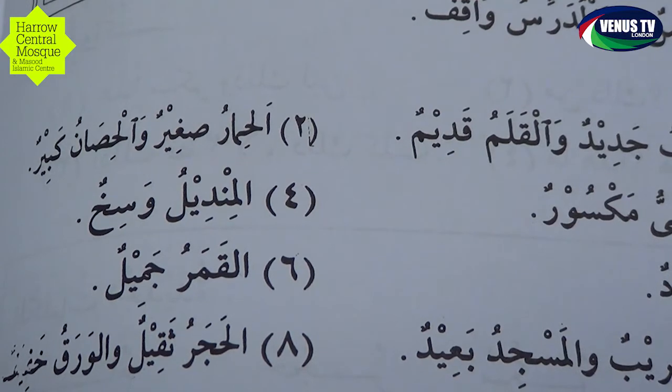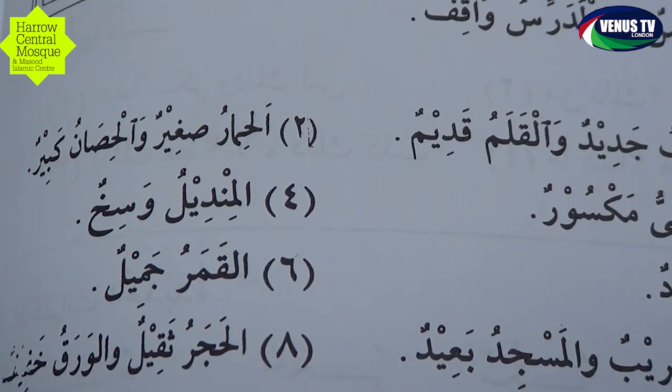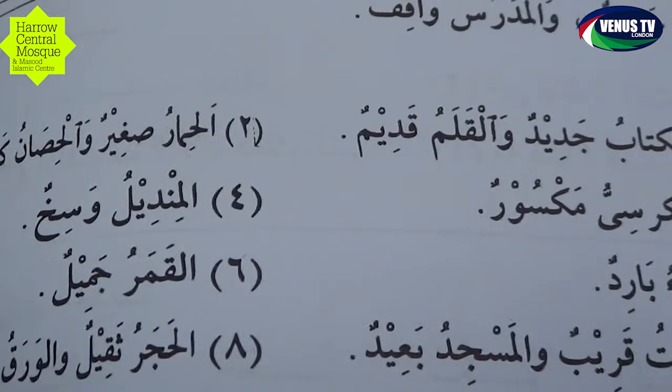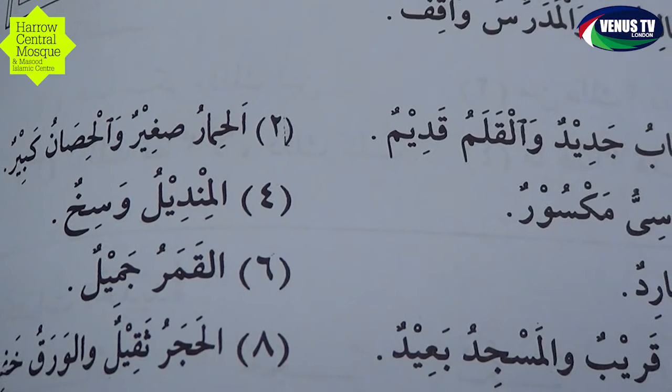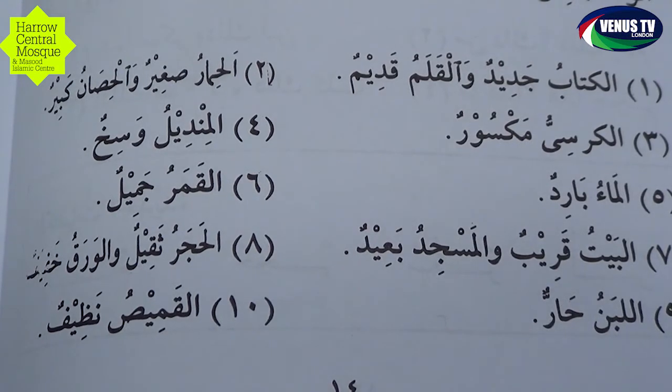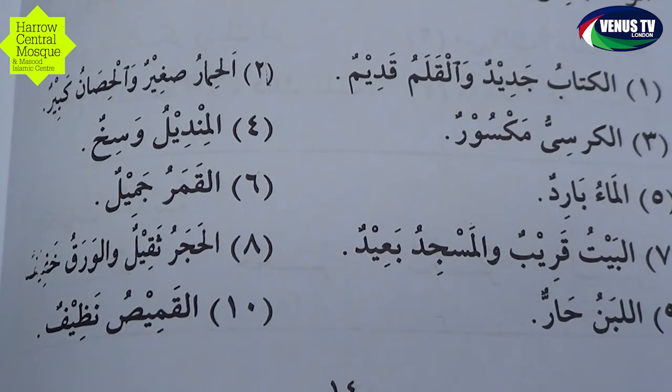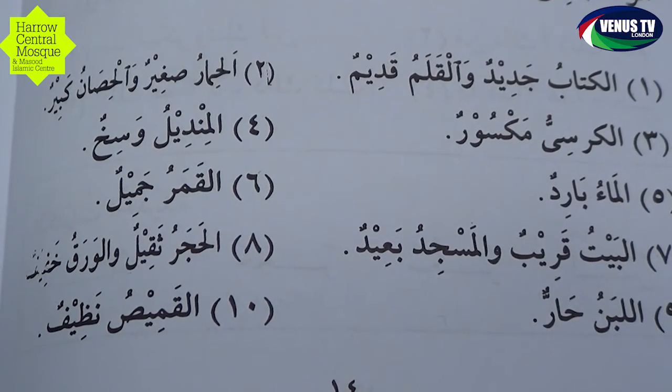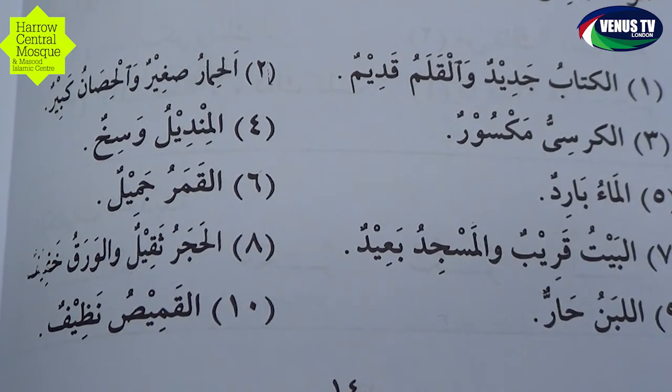Al-ma'u baridun. Again, al-ma'u baridun. The water is cold. The Mubtada is al-ma'u, and baridun is the khabar. Yeah. Next. Al-Qamaru Jamilu. Mubtada is the moon. And the khabar is? What's the khabar? The second part. Jamilu, yeah. Next.